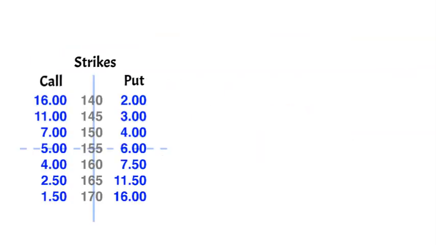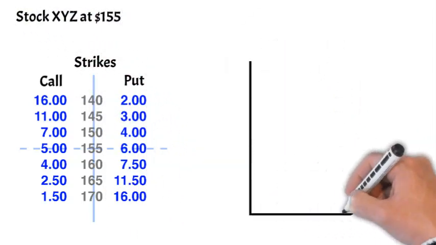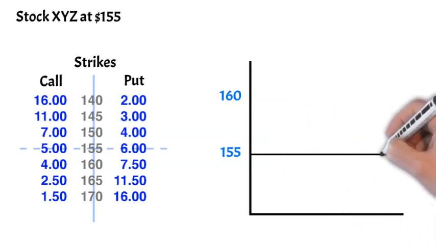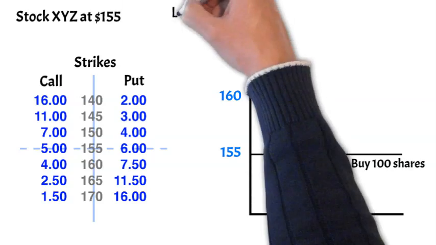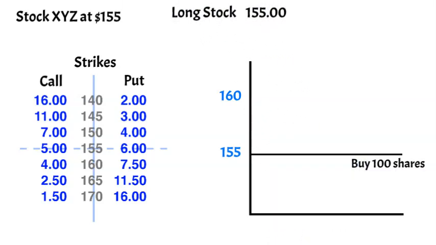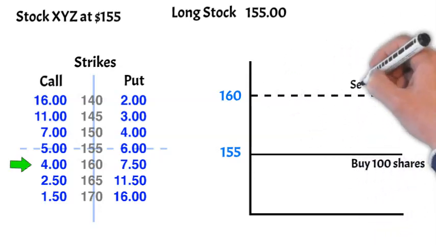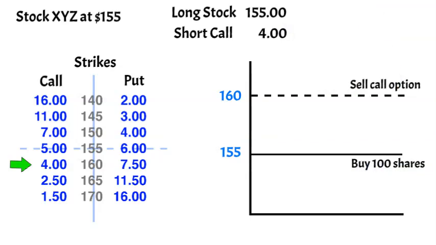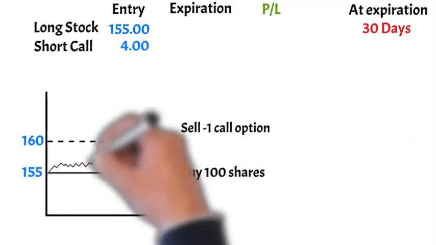I'm going to show you 3 different scenarios of the covered call. Scenario number 1, stock XYZ is currently trading at $155 per share. So you would buy 100 shares at $155, meaning your cost basis on the shares is $155 per share. Next, you would sell a call against your stock. We're going to pick the 160 strike call for $4 in premium, and we'll just say it expires in 30 days. Let's say the stock goes to 160 by expiration.